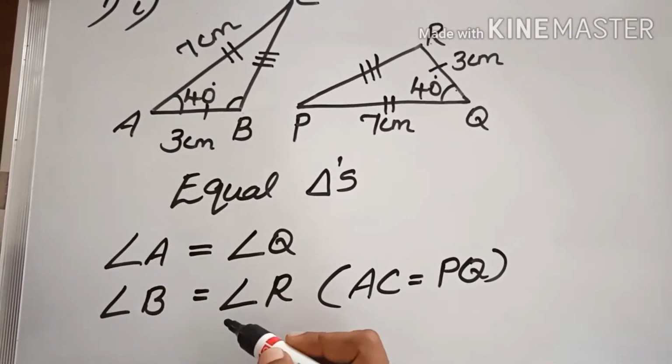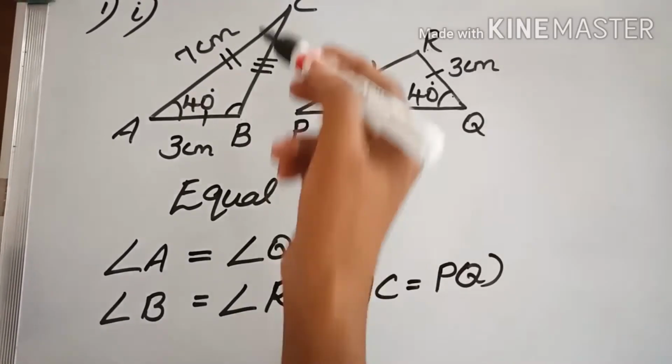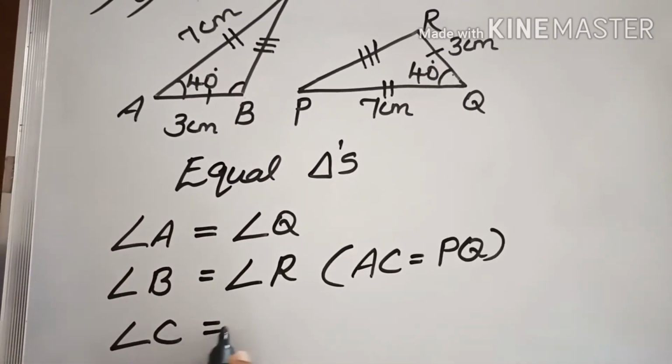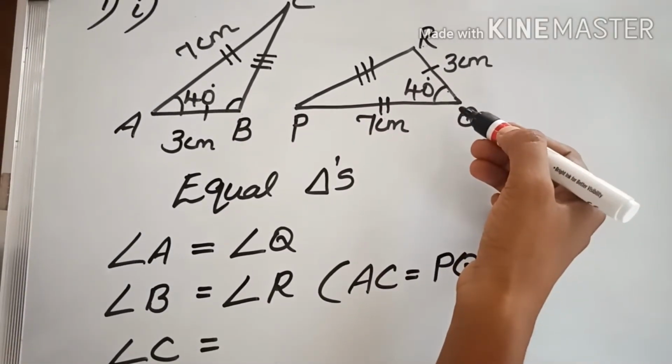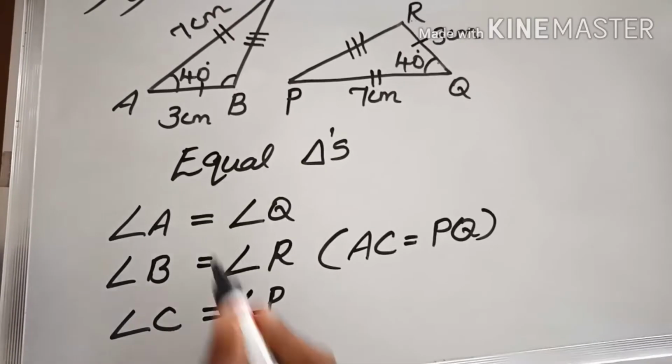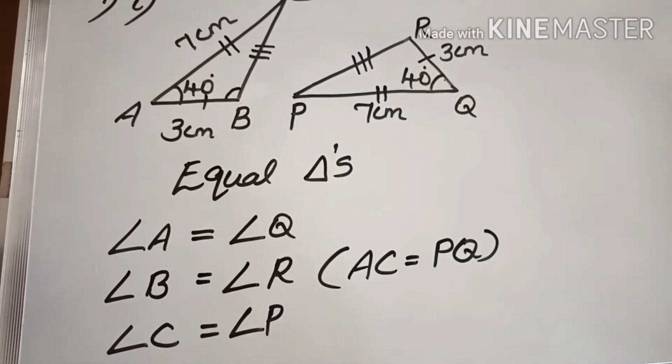So we got two angles. Now the third angle is what? The remaining angles. Here it is angle C is the remaining angle. Here the remaining angle is what? P is the remaining angle. So these three are the equal angles.